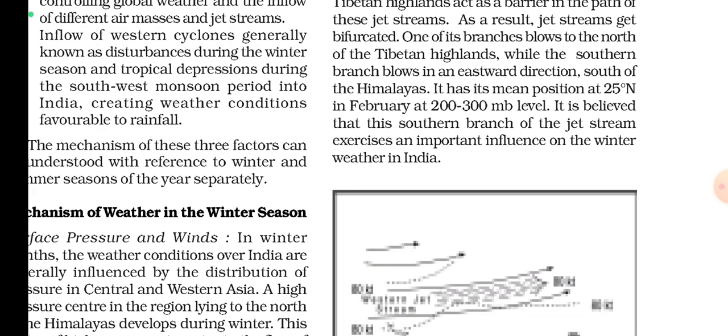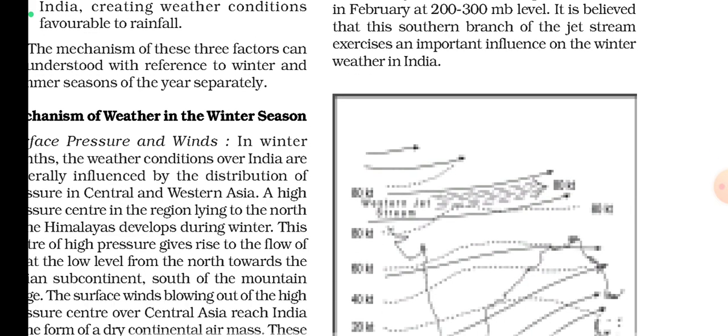It has its mean position at 25 degrees north in February at 200 to 300 millibar level. It is believed that this southern branch of the jet stream exercises an important influence on winter weather in India.